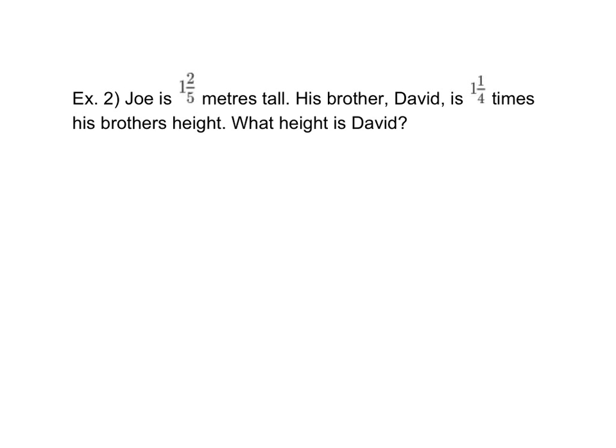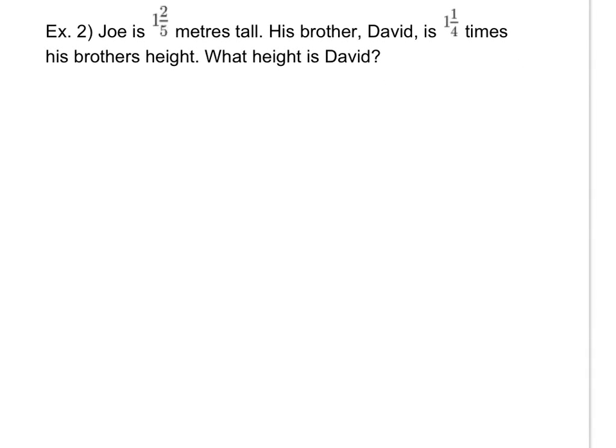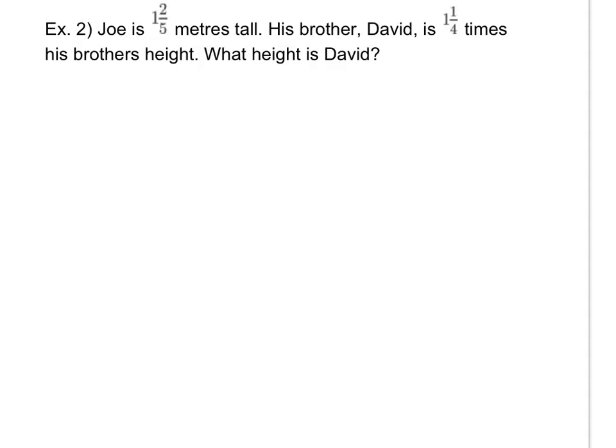Next one. So we have, in this case, Joe is 1 2/5 meters tall. His brother David is 1 1/4 times his brother's height. So basically that means that David is 1 1/4 times Joe's height. Okay? So the word times represents multiplication.